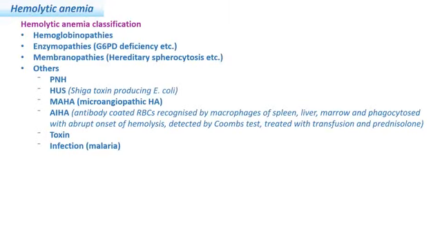Hemolytic anemia classification. Hemoglobinopathy, under this heading it is thalassemia, sickle cell anemia. Enzymopathies like G6PD deficiency. Membranopathies like hereditary spherocytosis, elliptocytosis, and so on. And others, for example paroxysmal nocturnal hemoglobinuria, hemolytic uremic syndrome, microangiopathic hemolytic anemia, autoimmune hemolytic anemia, toxin, infection like malaria.